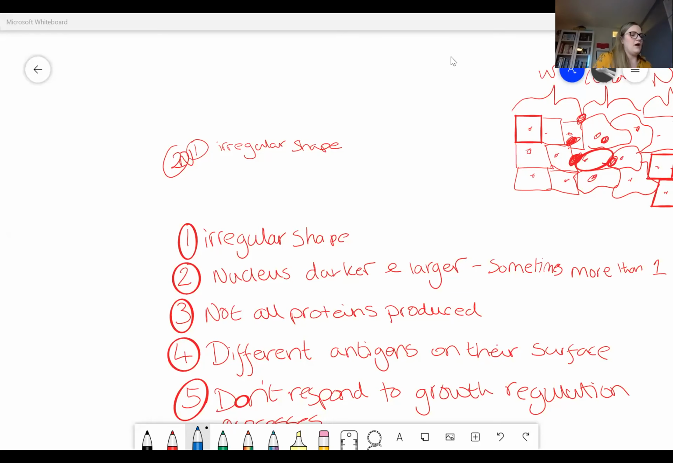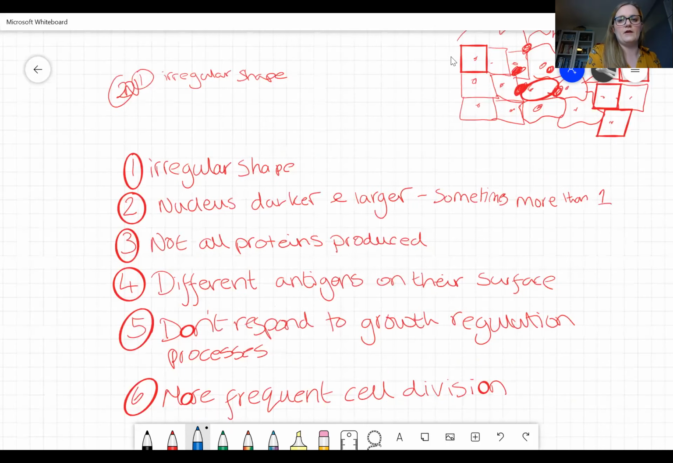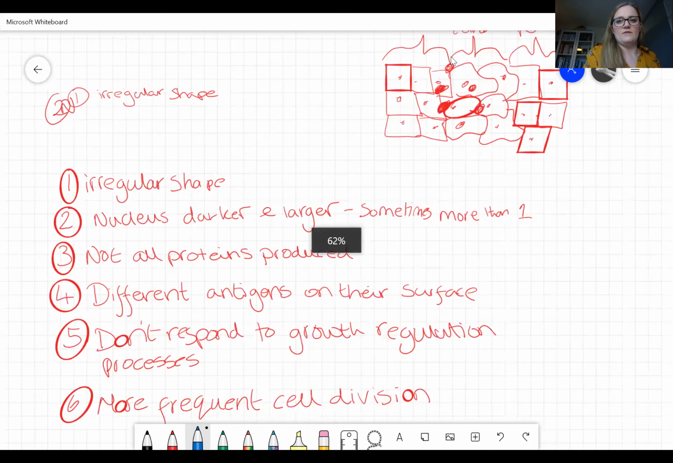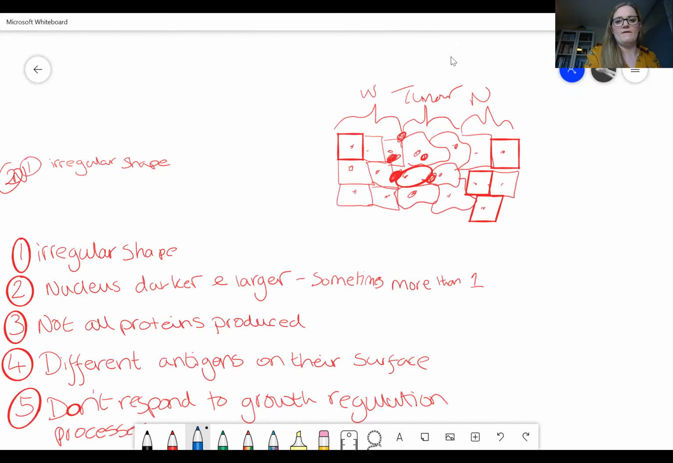So we started looking at cancers and mutations, and basically we did this quick overview of the 6 main points of how cancers are different to cancerous cells, tumour cells are different to normal cells. And these were the 6 main differences. So if we had a look here, that was a tumour and they were our normal cells.